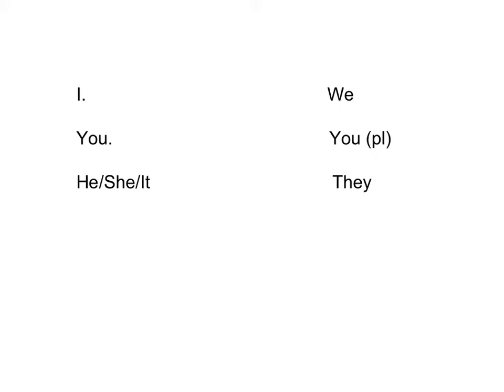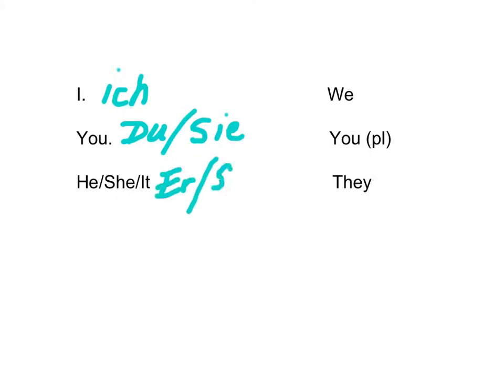All right, so I is ich in German. You is du or Sie, depending on formal or informal. He is er. She is sie. And it is neuter, es. All right. Now, what did I just mean when I said neuter?